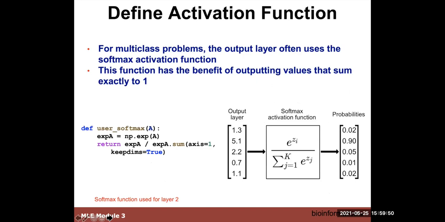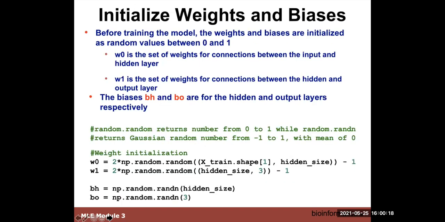With the second layer of this neural net, we have to use the softmax function. This describes the softmax function and how it changes. It's more useful than the sigmoidal function if you want outputs that sum exactly to one. And that's really useful for getting an output that will sum to one. So we've got our functions defined, sigmoid for layer one, softmax for layer two. Layer two is trying to get an output that's going to range from 0 to 1.